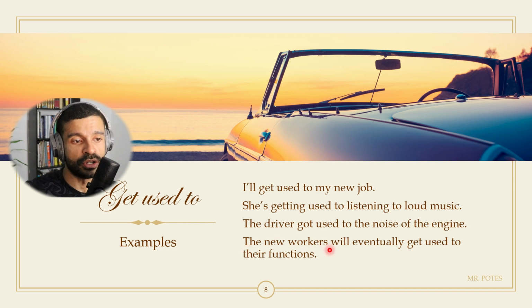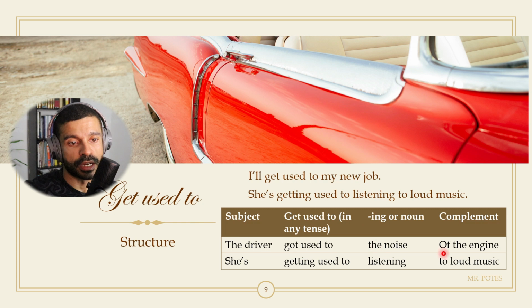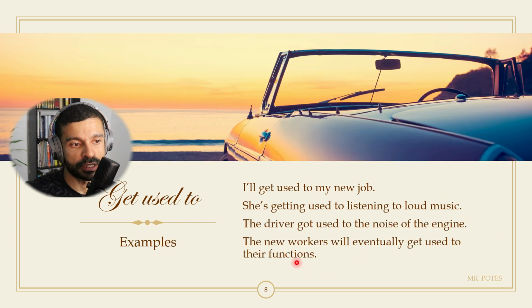The new workers, look, will eventually get used to their functions. Here, we are using get, but this sentence is conjugated in future. Let's analyze now the structure. I'll get used to my new job. She's getting used to listening to loud music. Subject, get used to. In any tense, this is very important. We can conjugate it in past like in here. We can conjugate it in present continuous like in here. Or in future like in the previous example here, right?